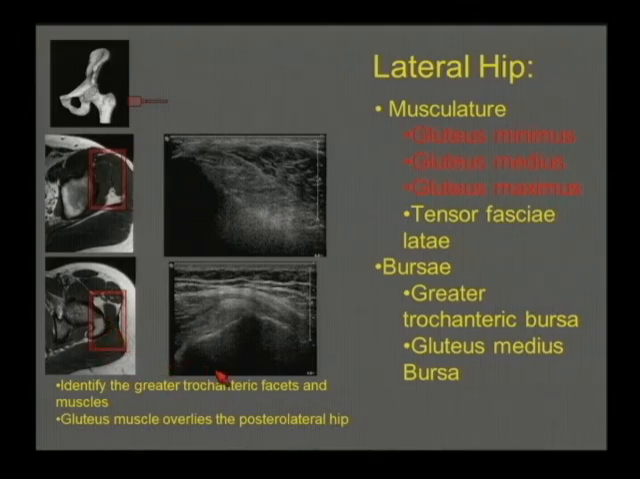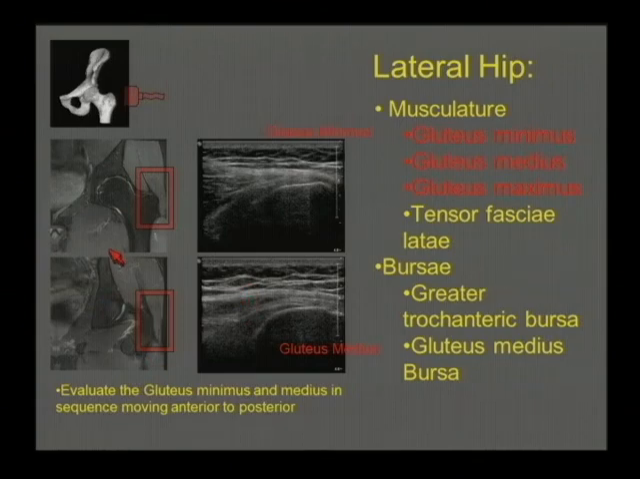Okay, so again, once we're scanning, we've identified the greater trochanter as well as the anterior facet, where we're going to pick up the tendon of the gluteus minimus, and then bringing the transducer around a little bit more posteriorly, contributions from the gluteus medius. So this is a more proximal MRI image, and then more distally at the site of attachment of those tendons.